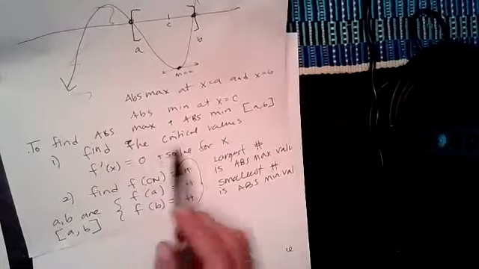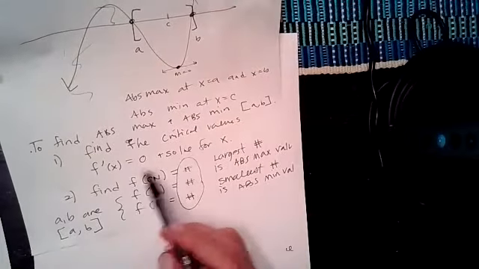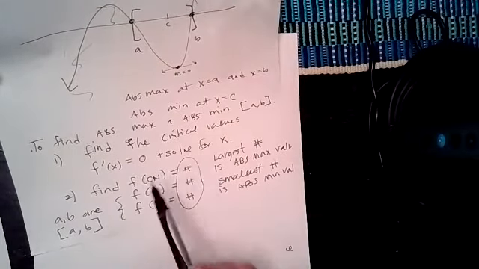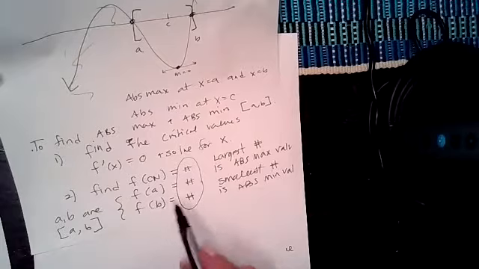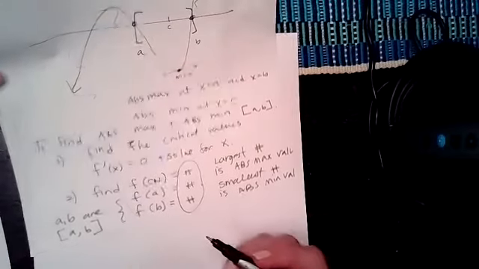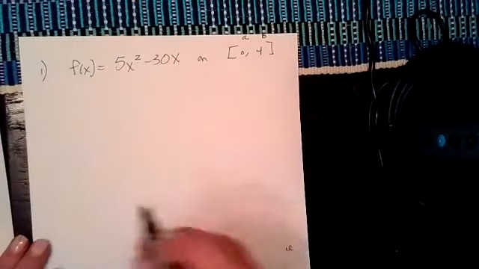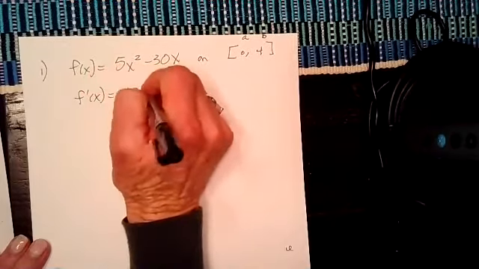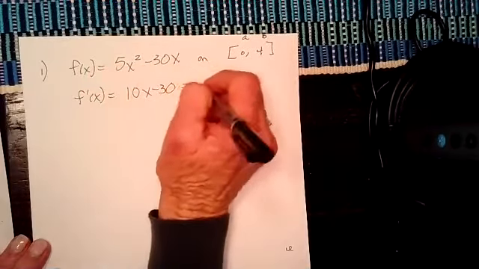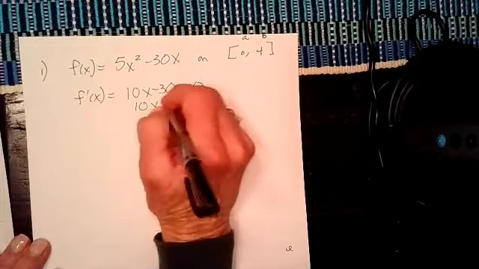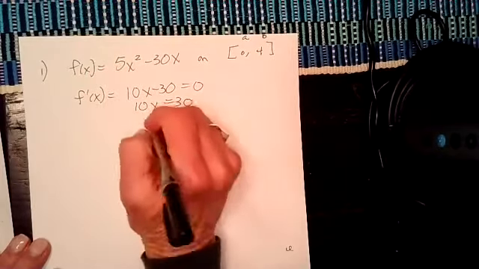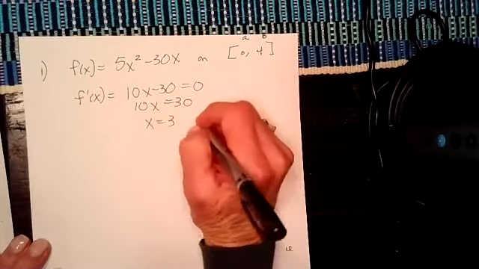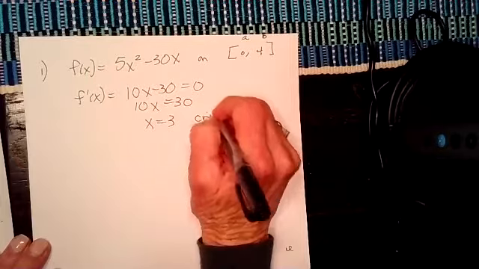The first thing we have to do is find the critical values: take the derivative, set it equal to 0. Then we're going to plug our critical values and our endpoints into f, the original function. All right, so let's do it. Find your derivative, set it equal to 0. So 10x is equal to 30. So x is equal to 3. This is my critical value.